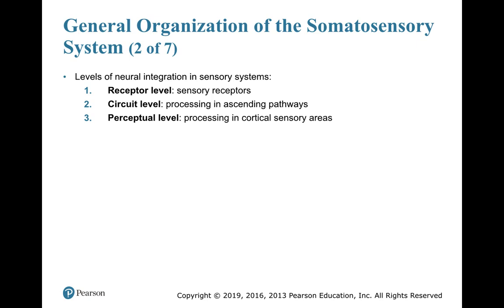So the integration of this system can be thought of at the receptor level, the circuit level, and the perceptual level. So the receptor level are the receptors we just went through. How that information makes it to the perceptual level is called the circuit level. And then the cortical areas would be the perceptual area where we have perception of what's going on.